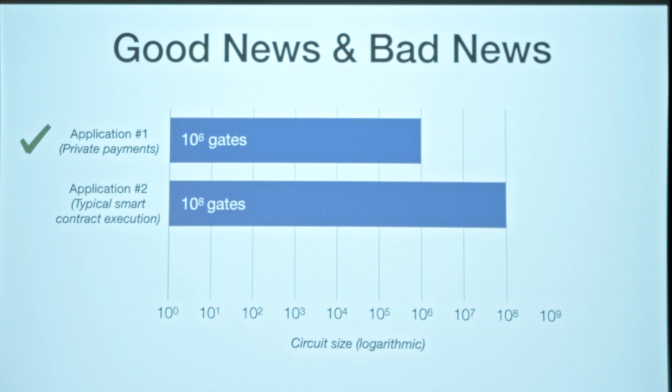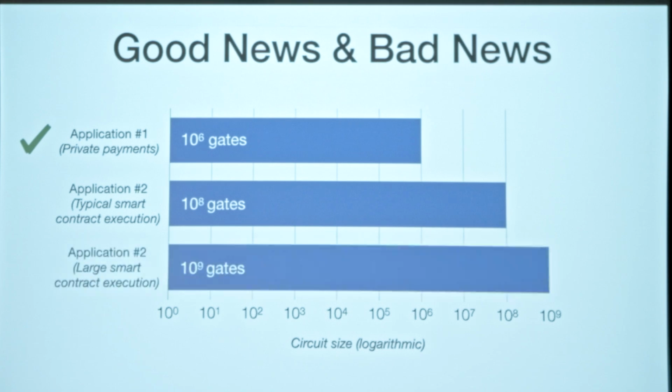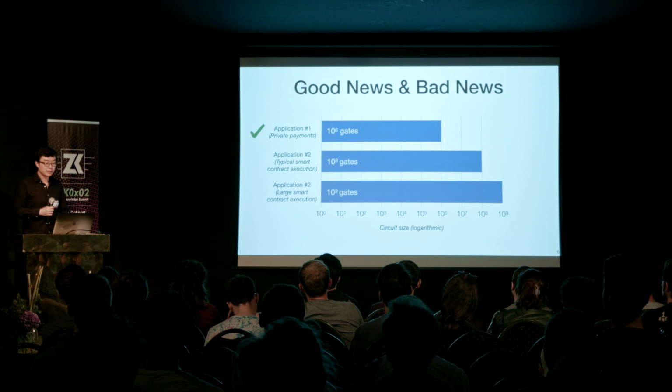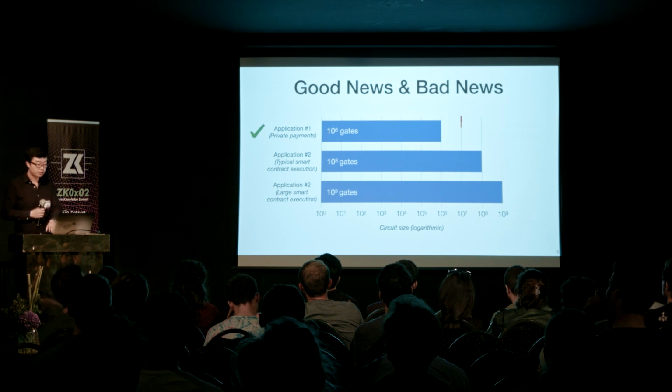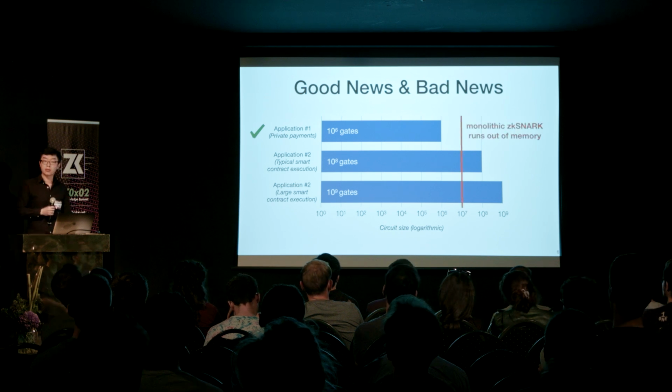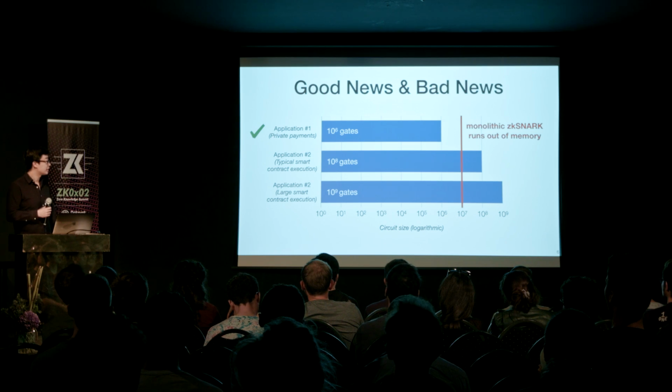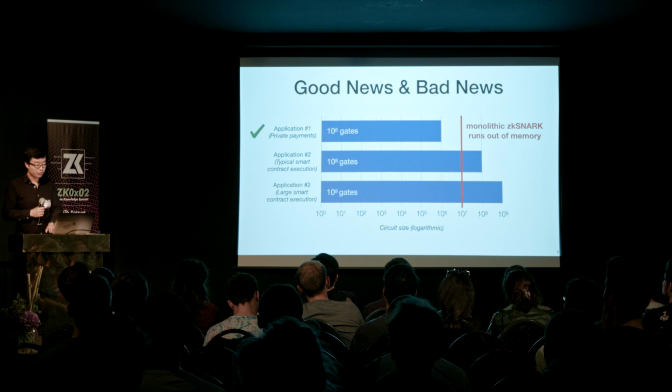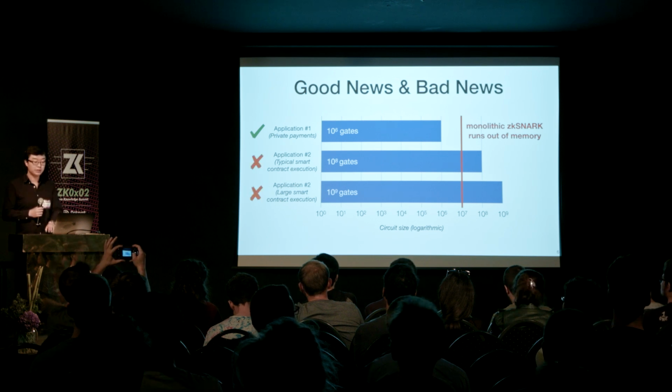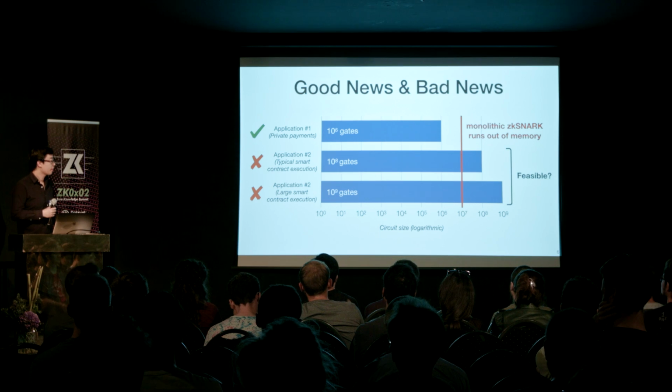And for a larger smart contract execution, we find ourselves using billions of gates. Unfortunately, current monolithic zkSNARK implementations run out of memory at around 10 million gates. This makes this particular application, smart contract executions, just out of reach from current techniques. So we asked ourselves, what could be a stepping stone for enabling applications such as this?